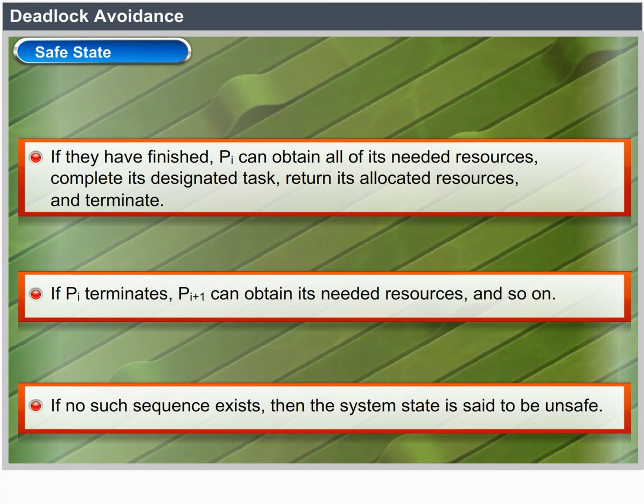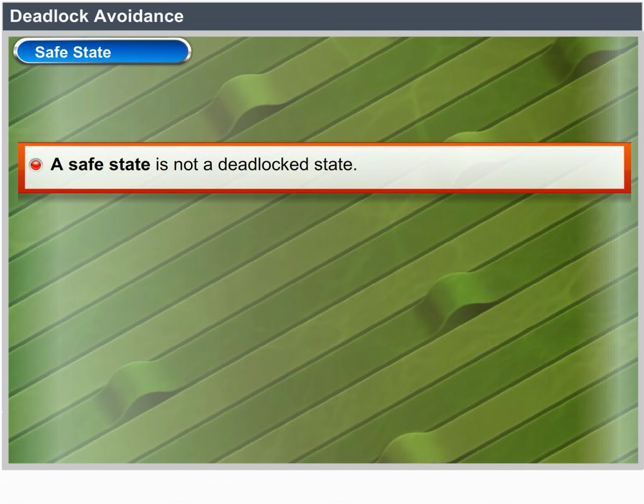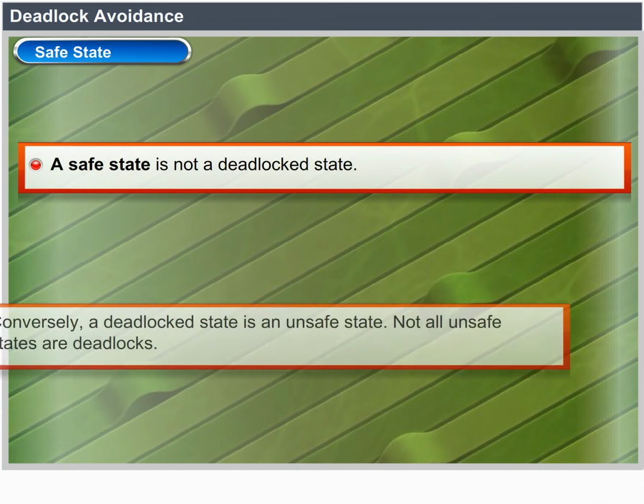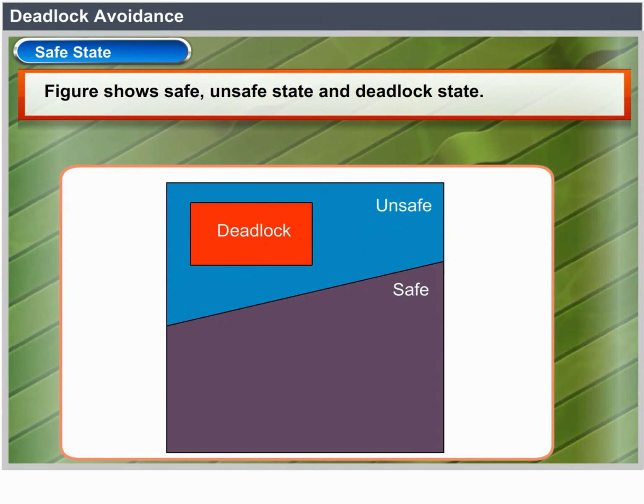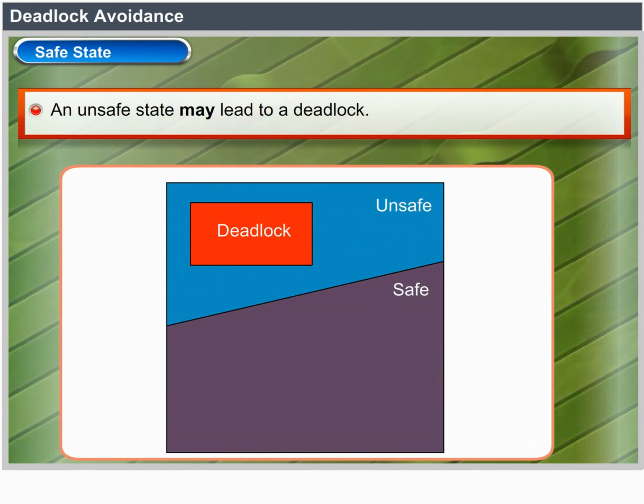A safe state is not a deadlocked state. Conversely, a deadlocked state is an unsafe state. Not all unsafe states are deadlocks. The figure shows safe, unsafe, and deadlock states. An unsafe state may lead to a deadlock.